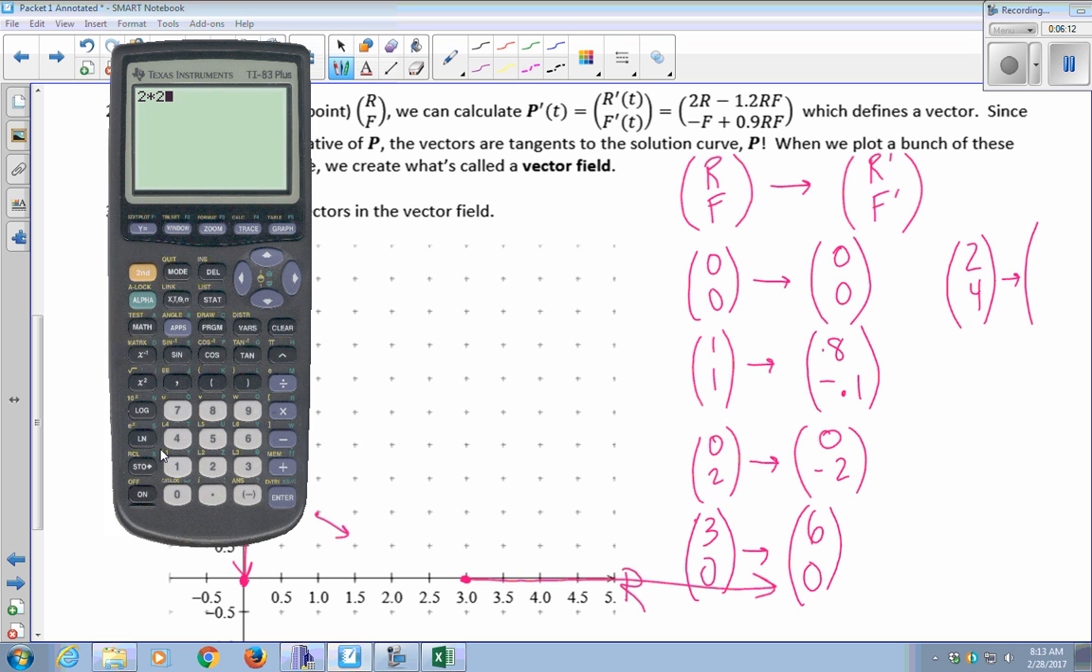Two times 2 minus 1.2 times 2 times 4, negative 5.6. And then negative F, so that would be negative 4 plus 0.9 times 2 times 4, negative 2.4.